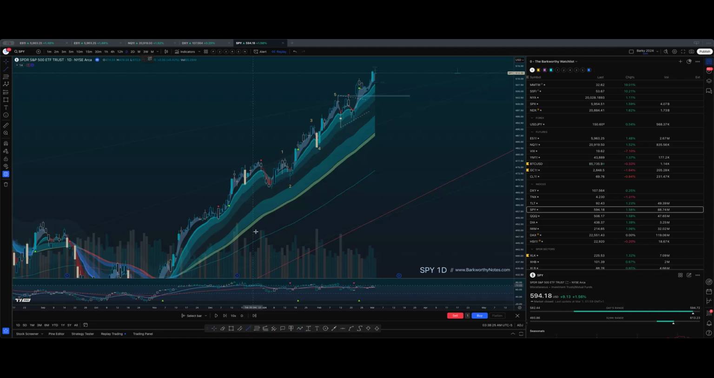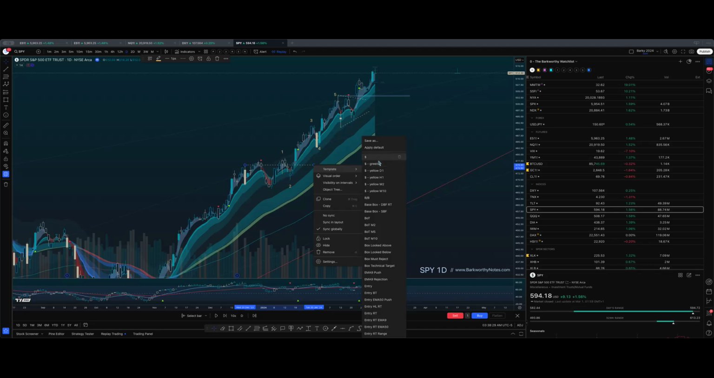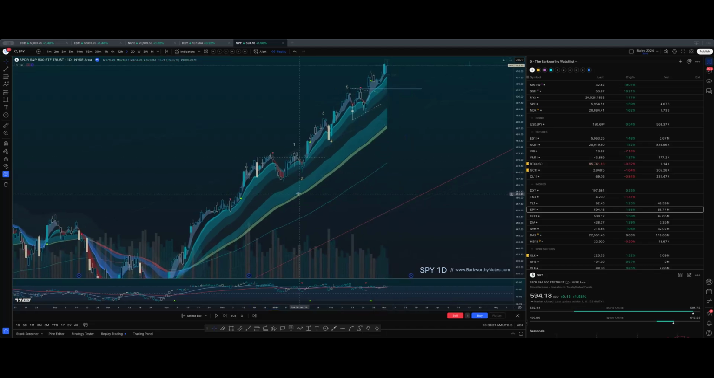Then you have all these EW avatars that are trying to chart all these things. It's fun, but it's not something that you have to do. You can just use the system because the system says there's your entry.